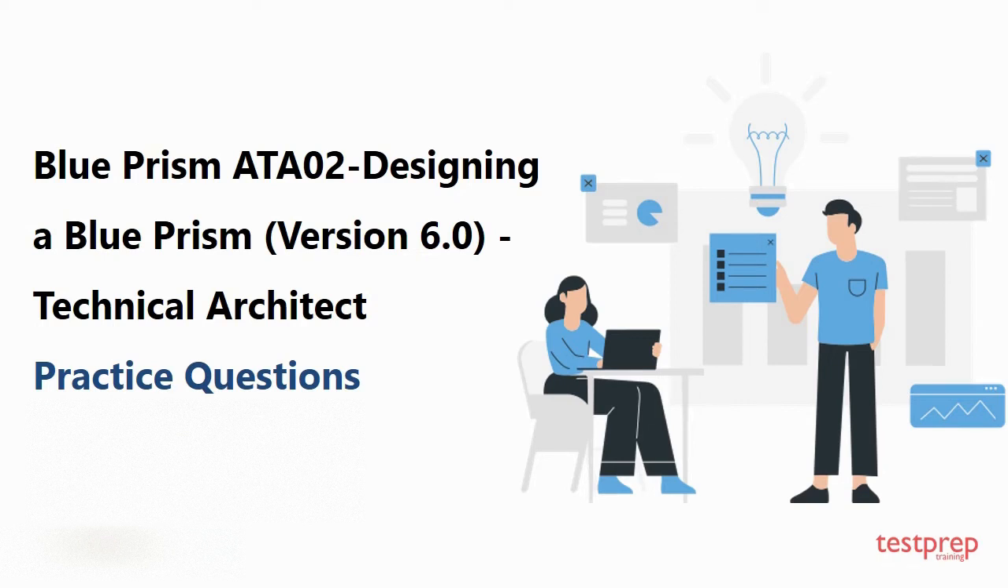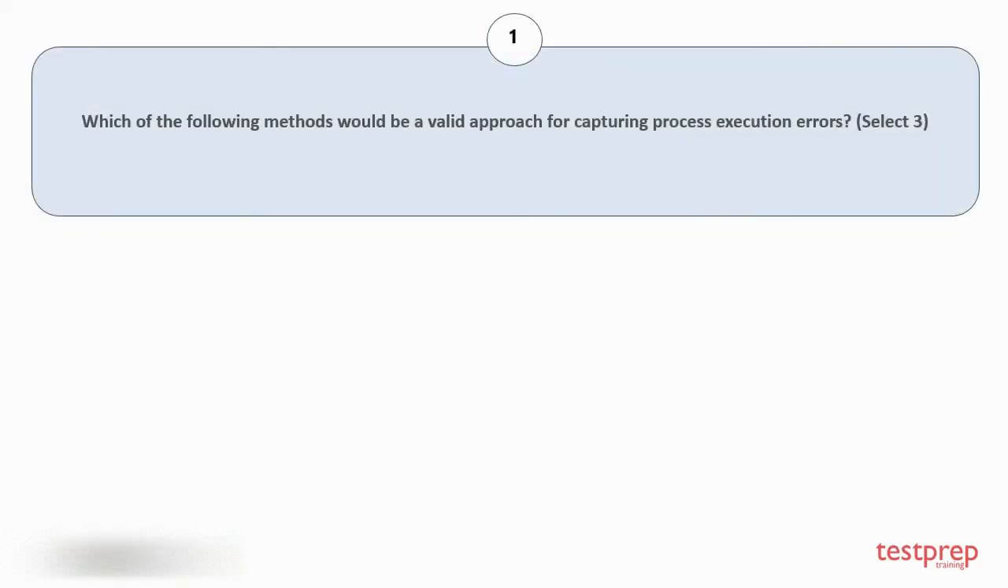In this video you will learn about some commonly asked questions in designing a Blue Prism, version 6.0, Technical Architect. So let's get started. Question number 1, which of the following methods would be a valid approach for capturing process execution errors? Select 3.